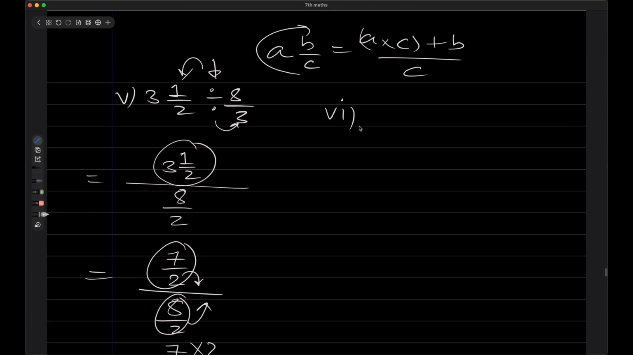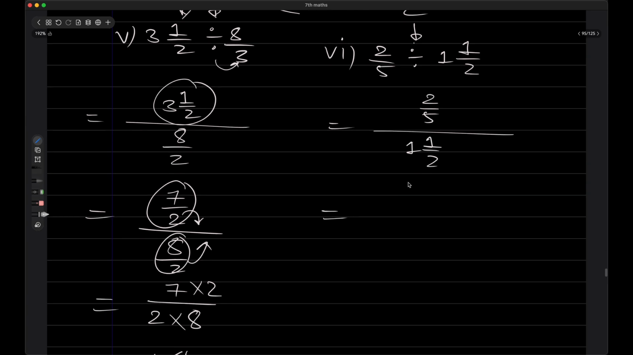Sixth is 2 by 5 divided by 1 whole 1 by 2. Starting from division sign, write left side above the division sign and right side below the division sign. Now convert mixed fraction to improper fraction, that is 2 divided by 5 as it is. Convert 1 whole 1 by 2 to improper fraction, that is 2 ones are 2 plus 1 is 3 divided by 2.